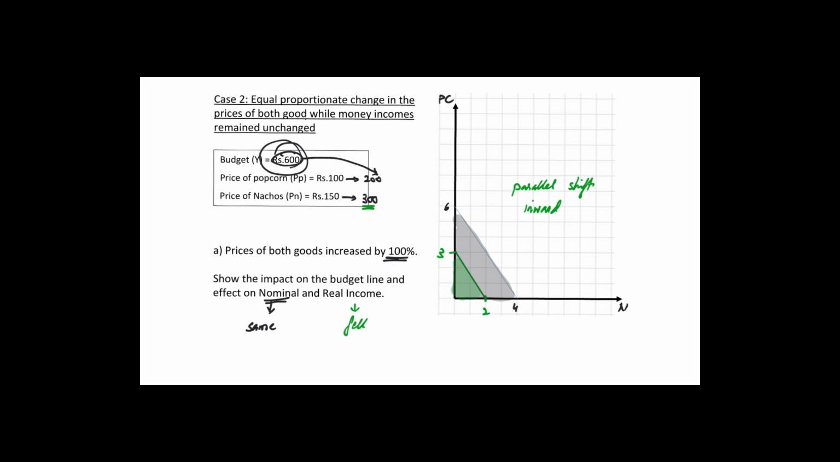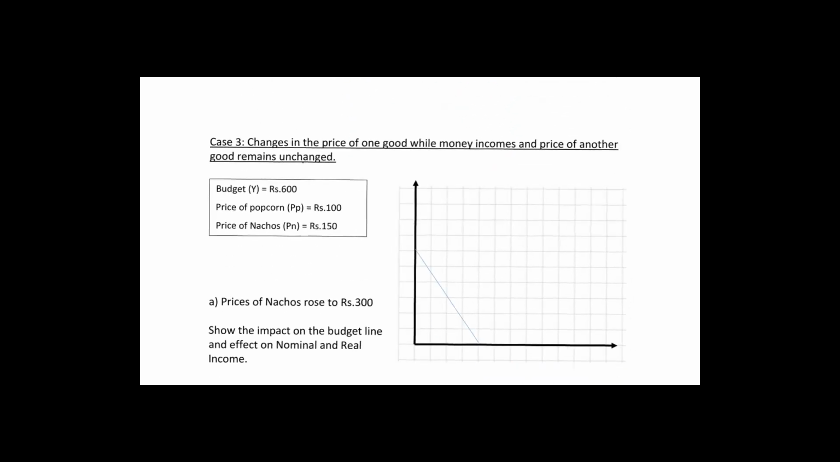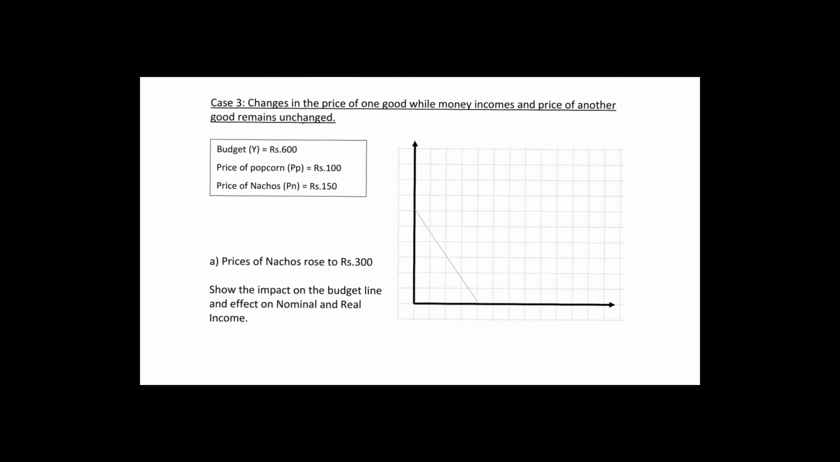It's a common mistake. Income increasing gives a parallel shift outwards. Prices of both increasing gives a parallel shift inwards. Affordability will get reduced. Moving on, case number 3. Now what has happened this time is that the price of one good has changed. So the first is the same. The price of nachos has gone up to 300 while everything else remains the same. So if that is the case, it rose.